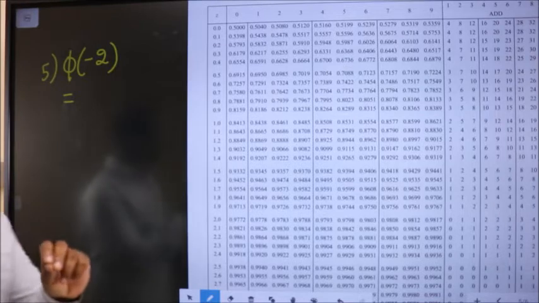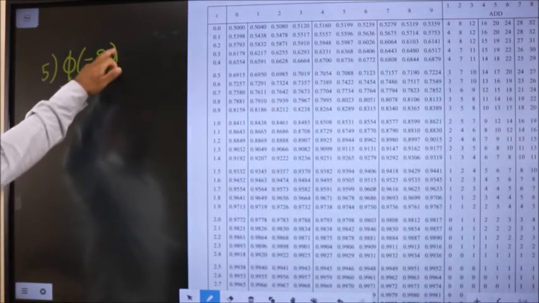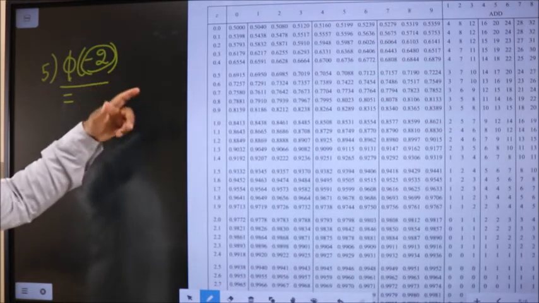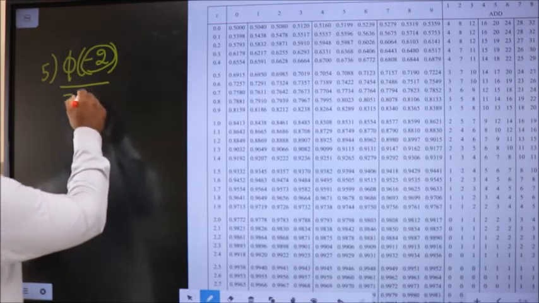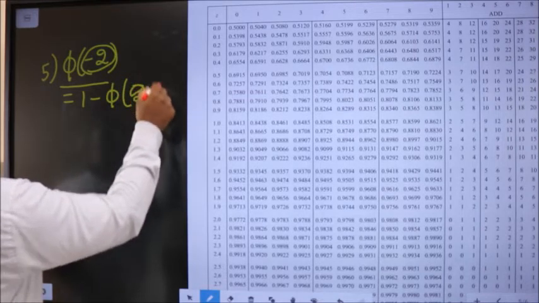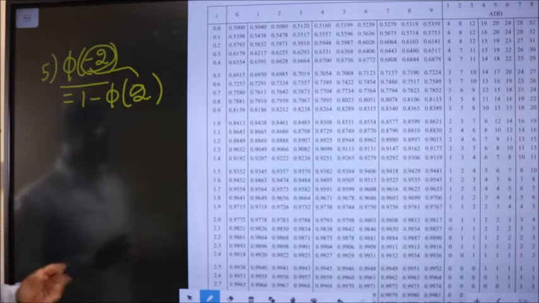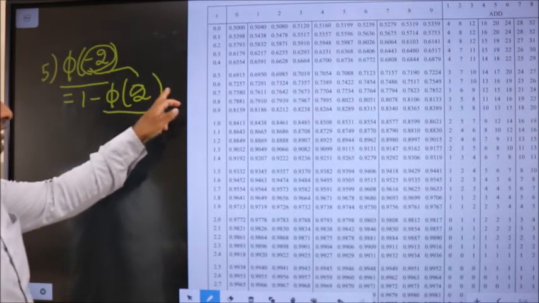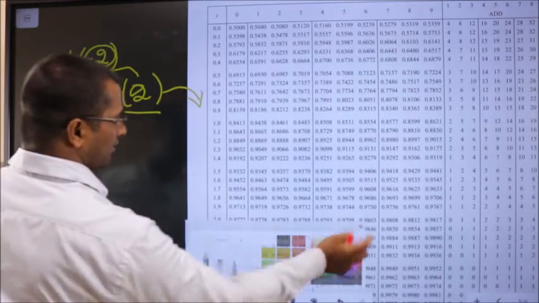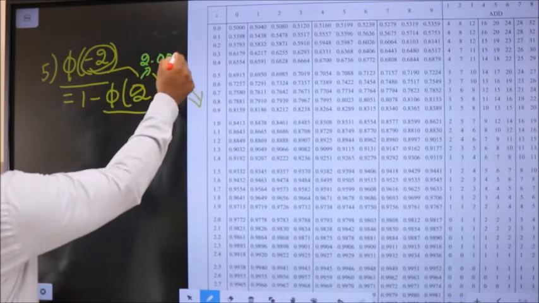I want to find out now phi of minus 2. Z value is negative, directly this table cannot be used. So first make z value positive. To do that, we do outside 1 minus phi of 2. Negative became positive since we did 1 minus. Now to find out this value, I make use of table. Now, here I have only 2. That means I can write that to be 2.000.